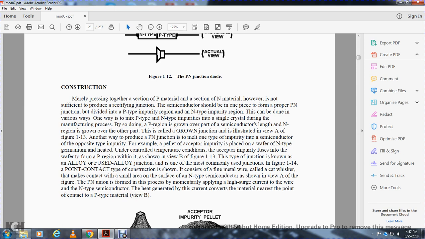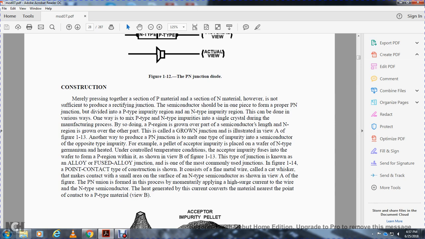Another way of producing a PN junction is to melt one type of impurity into a semiconductor of the opposite type. For example, a pellet with the acceptor impurity is placed on a wafer of negative type germanium. The unit is heated to a controlled temperature, and the acceptor impurity freezes within the wafer to form the positive region. Shown in view B, figure 113, this typical type of junction is known as an alloy-fused junction.